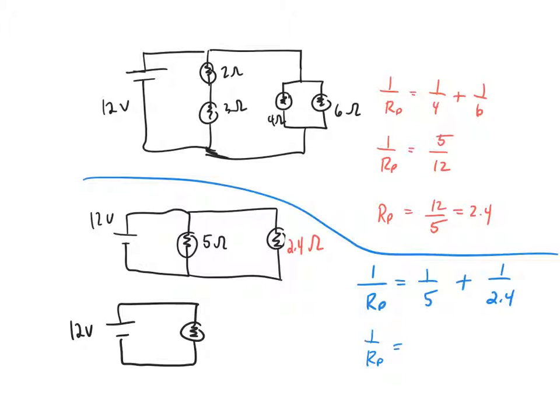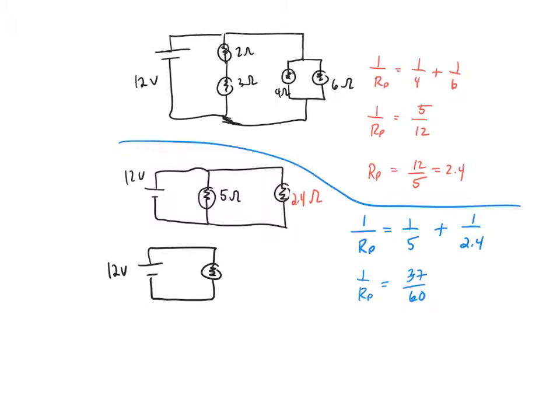So what's 1/5 plus 1 over 2.4? What do you got, Sid? 37 over 60 and then inverted 60 over 37. He used the convert to fraction button on the calculator. And then what was the other one? If you give me a decimal for it, please. For 60 over 37, just type it in directly. 60 over 37, enter. 1.62. Thank you, sir.